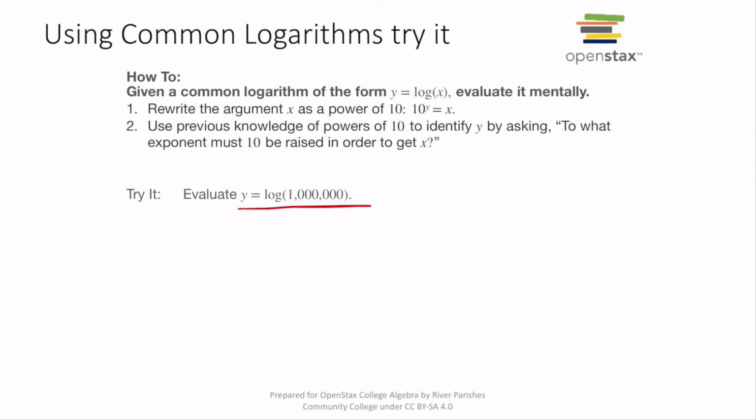So here they have given us y equals log of 1 million. How would you evaluate this? First, write it as 10 to the power of y. Notice that this is x here. So 10 to the power of y is equal to a million. A million can be written as 10 to the power of 6. So 10 to the power of y equals 10 to the power of 6. The base is the same, so the exponents must be the same. So y equals 6.